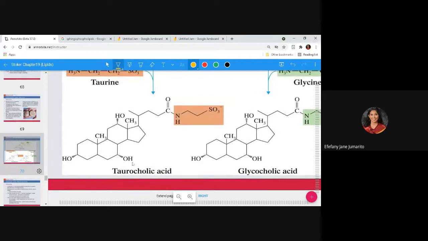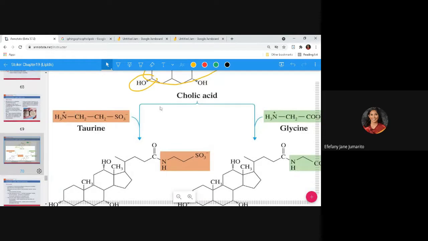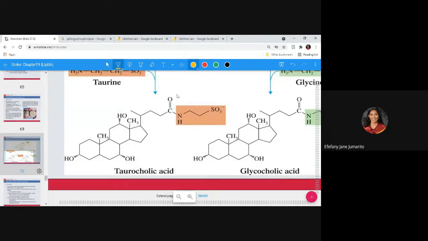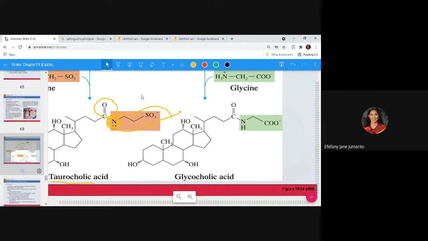Okay, this one. So your cholic acid, if your COOH, your COO, the O in the cholic acid of the bile, is replaced with this molecule, then it becomes taurocholic acid. Now, if the SO3 replaces the carboxylic here, it can become glycocholic acid. Okay, you can take note of these in class.